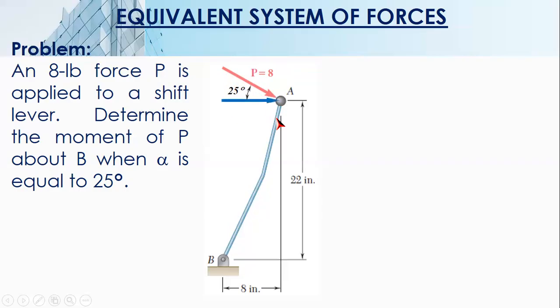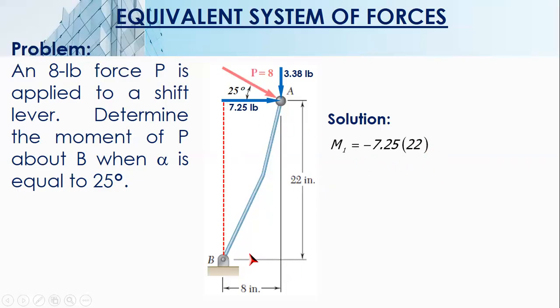So like this one. This is just 8 cosine 25. This one, 8 sine 25. 8 sine 25 is 3.38. Oh, dali ra, di ba? So kung mangita kag moment, oh, like this one. Ang perpendicular distance is kining vertical. Pila man ni? Oh, 22. Di ba? So, negative siya because dili mo ka rotate. So kung ma-form ko circle, clockwise siya, clockwise. Diba? Negative siya.